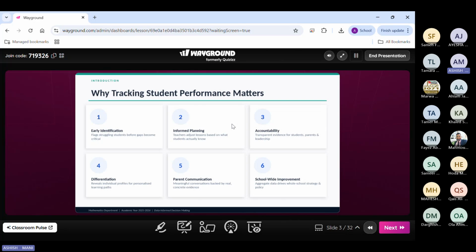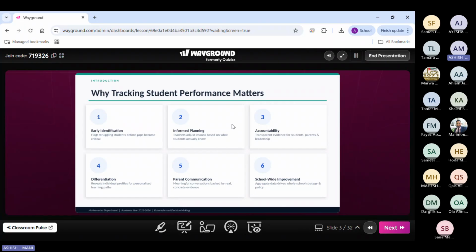Now, why tracking matters? Tracking student performance is no longer optional. It is very essential. It helps us identify struggling students, adjust our instruction, and provide evidence when talking to parents or the leadership. I feel that we understand our class when we understand it with the help of the data. So these are the reasons: early identification, informed planning, accountability, differentiation, parent communication, and school-wide improvement. For all these, we need data.